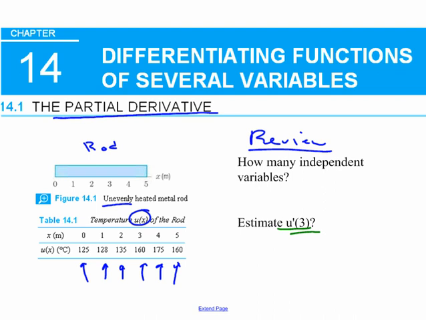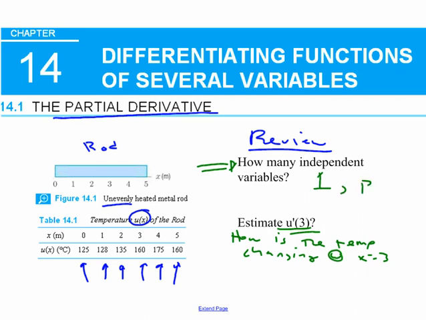So this is saying how is the temperature changing at x equals 3? Well, first of all, let's go up to this first question. How many independent variables are there? In this situation, there's only one independent variable, and that independent variable is position. It's our x value.